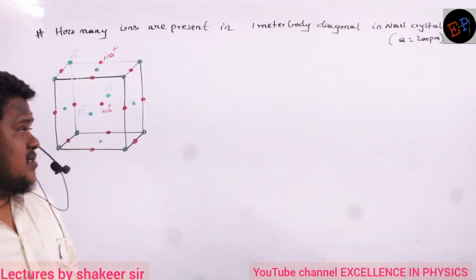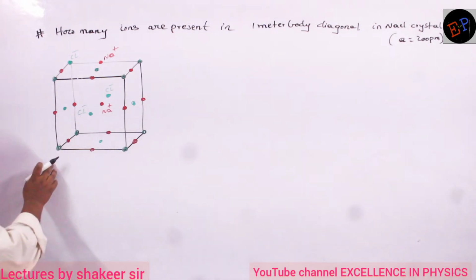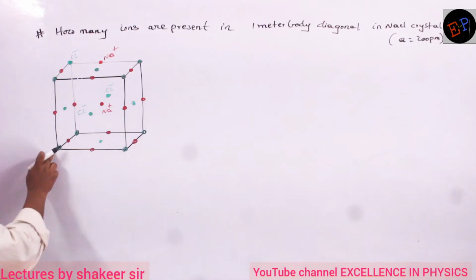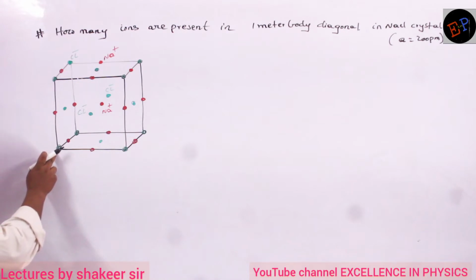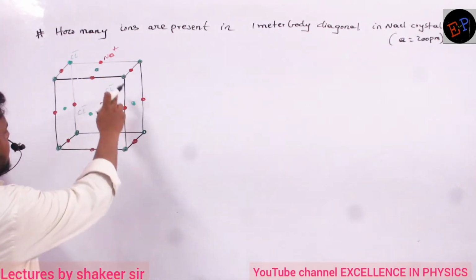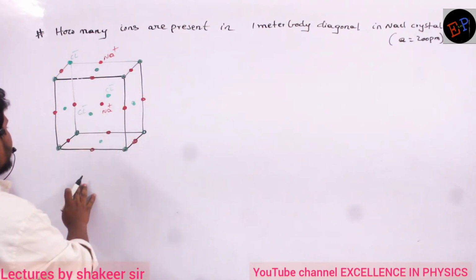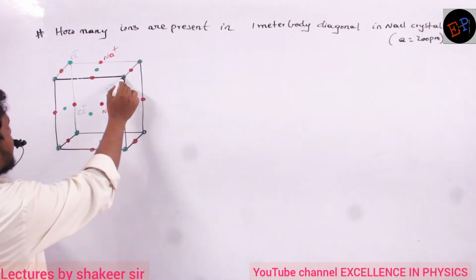Now first of all, let us identify the body diagonal. This point, it is out of the board, no? So I will take this point to be present out of the board. Then which point is present inside the board? Let us take this is the outer surface, and this one is the inner surface. So this is inner surface, this is outer surface.